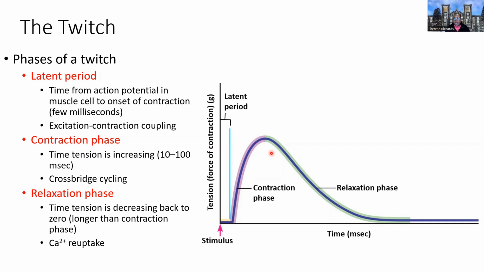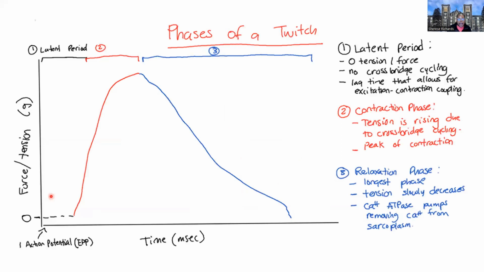All right, so the latent period, things are getting warmed up. The contraction phase, we have active cross-bridge cycling. The relaxation phase, we're trying to remove that calcium and pump it back into the SR, and the force generation is dropping off. Okay. And here's just an illustration of that. I encourage you to practice drawing this out. And I did add here just a little detail that this is in response to a single action potential. So what are the phases that we see after one action potential? And that is what we describe as the events of a single twitch.